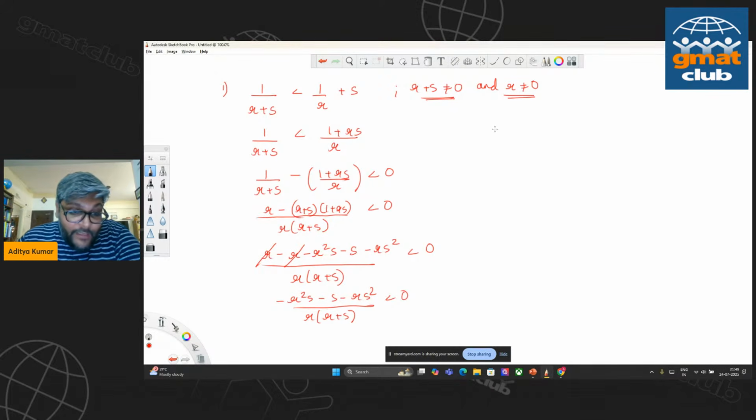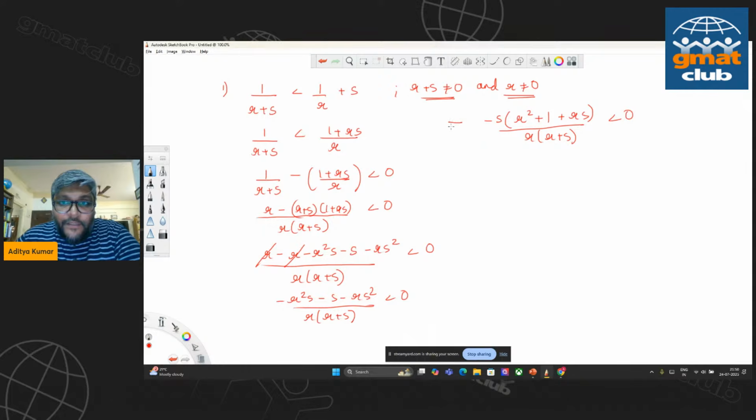I want to make things into a product. So I'll pull out a minus s common. So I'm going to be left with r square plus 1 plus rs divided by r into (r plus s) is less than 0.